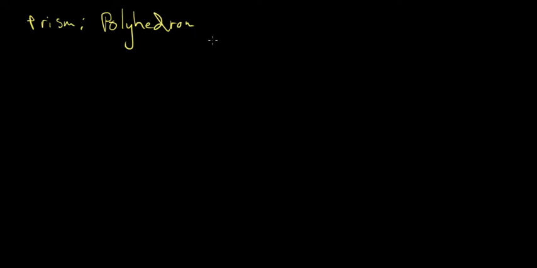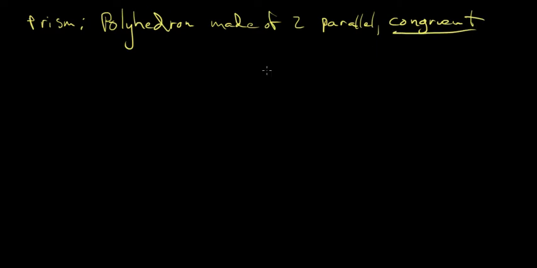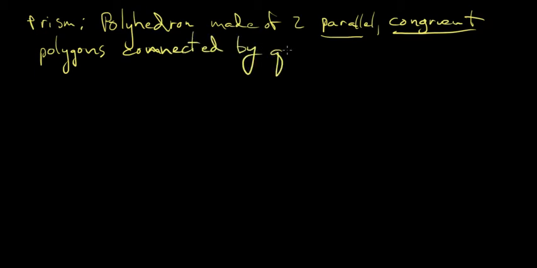So we start with a polygon, any kind of polygon, and we make another polygon parallel to the first polygon. So a prism is a polyhedron made of two parallel congruent polygons connected by quadrilaterals.